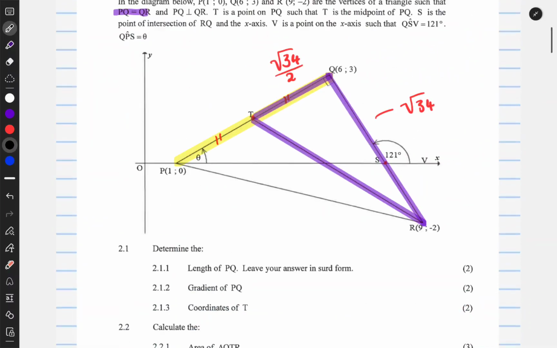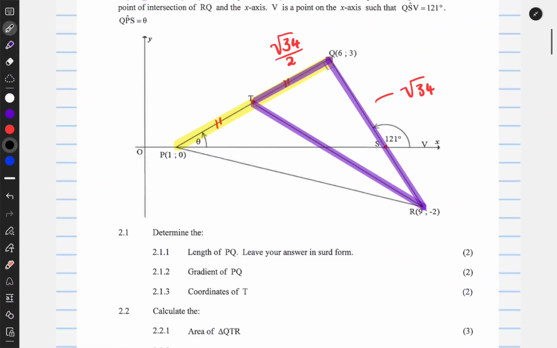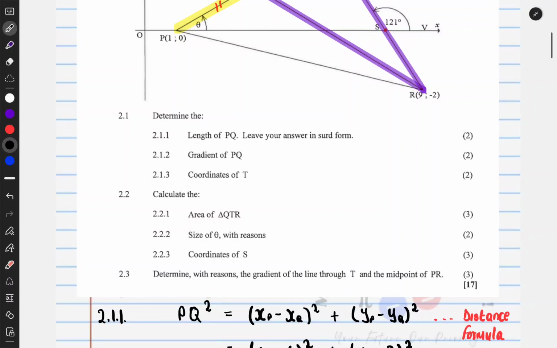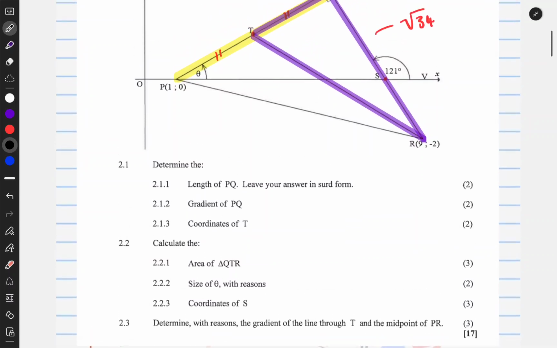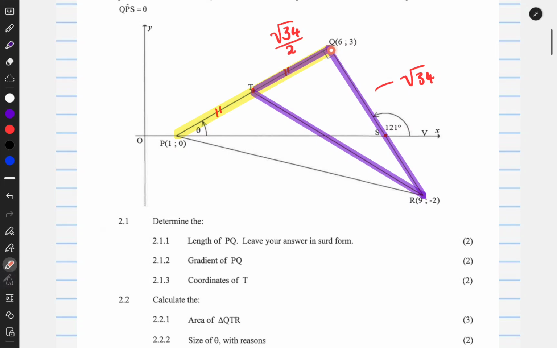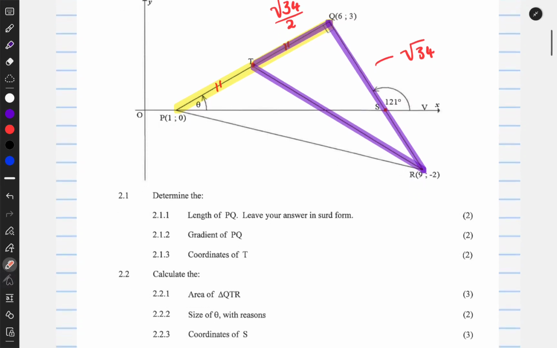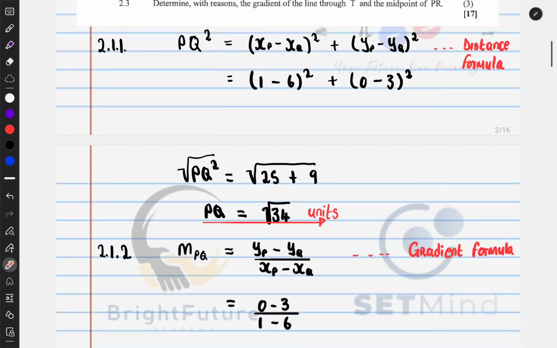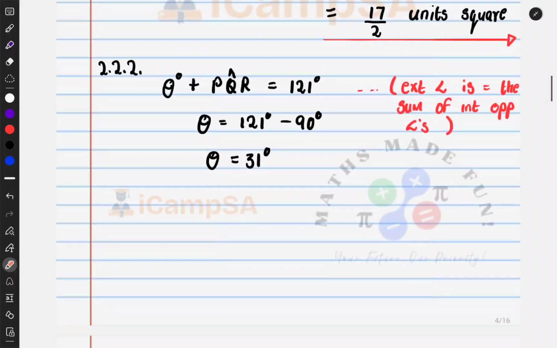Okay, before we go on to calculate the coordinates of S, we can quickly confirm what I was saying, or let me quickly show you another way of calculating the size of angle theta. If we know the gradient of line PQ, we can use the formula, I forgot what it's called, but we can use tan theta, the angle between the line and the x-axis, is equal to the gradient. So let's quickly use that formula.